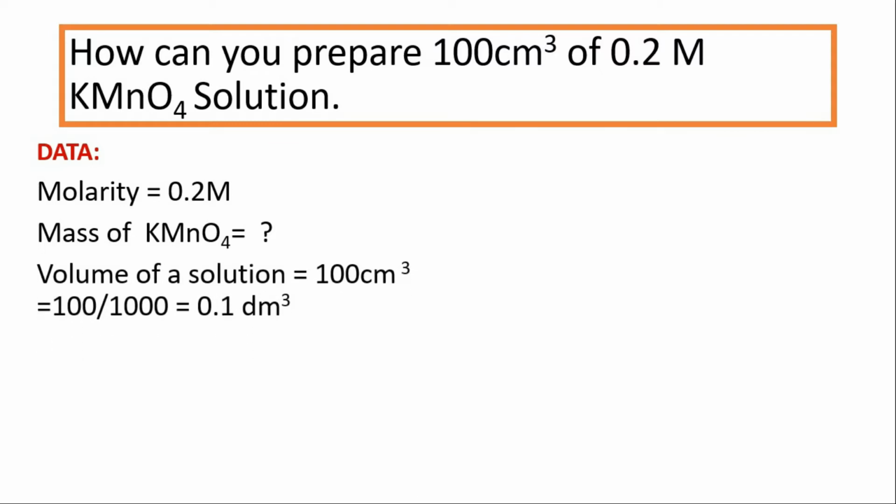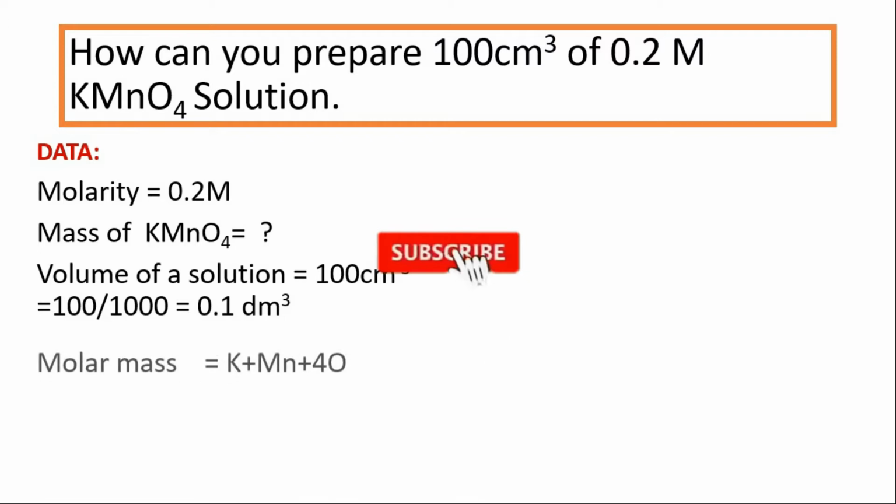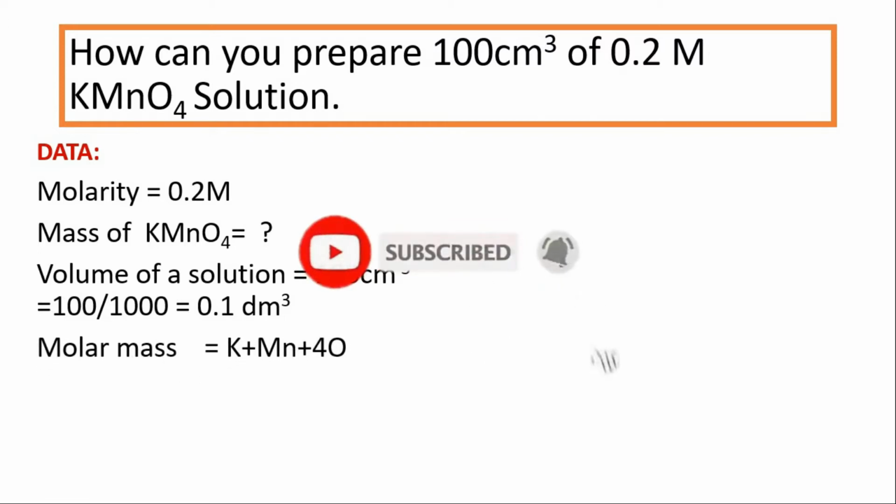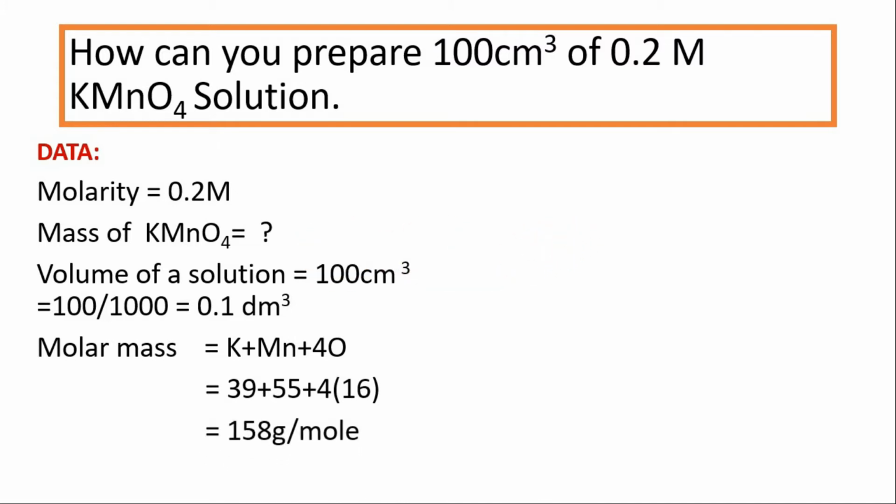Volume of a solution is 100 cm cube, but in a molarity we keep the volume in dm cube, so we will convert it by dividing 1000, so we get the answer 0.1 dm cube. So volume is now 0.1 dm cube. Molar mass of KMnO4 is 158 gram per mole.